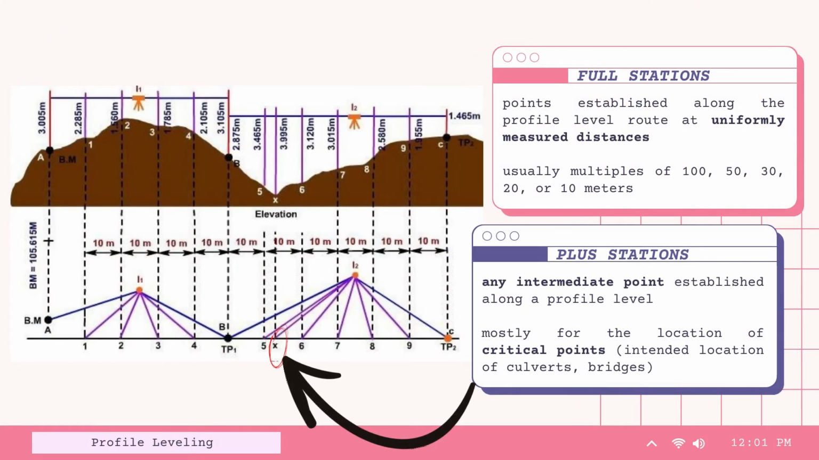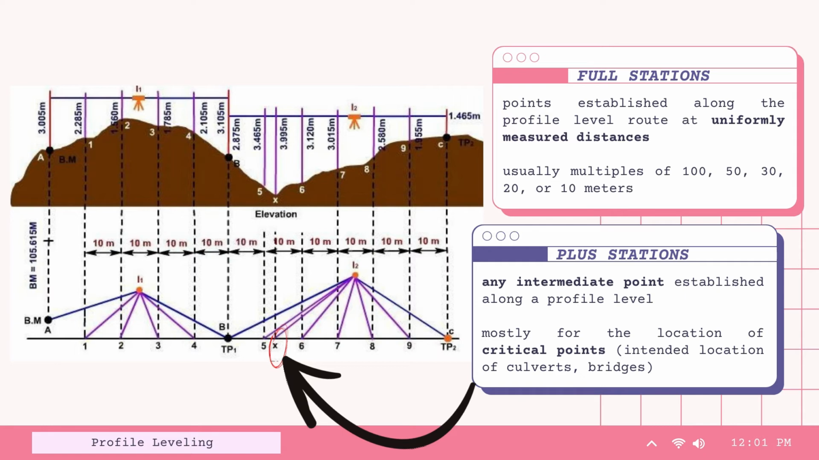There are two kinds of stations, full stations and plus stations. Full stations are points established along the profile level route at uniformly measured distances. They are usually multiples of 50, 30, 20, or 10 meters. In the figure, we can see that there are 9 full stations which are 10 meters apart.